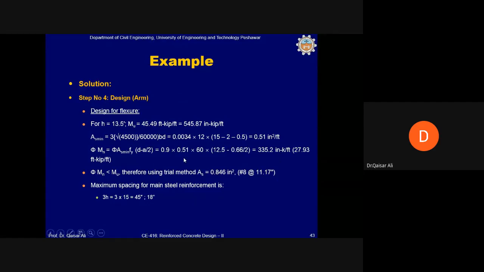Finally, you will reach some value of AS, which will not increase with further trials. This value can be selected as AS equal to 0.846 square inch. And if we try number 8 bars, 11.17 inch spacing will be required in order to prevent the failure of the arm or stem against this bending moment. The maximum spacing for main steel reinforcement according to the ACI code is 3h or 18 inch. So 11.17 inch is less than this, that is okay.